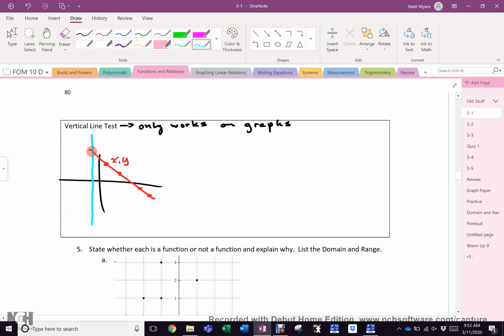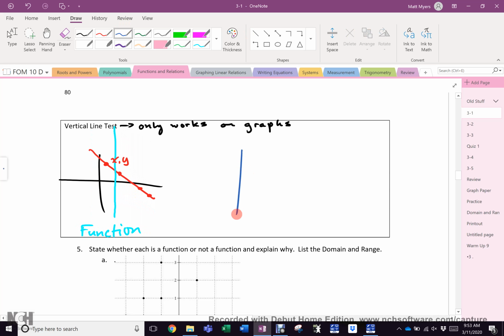1. Everybody cool? As I slide that line along, how many times does my light blue line hit the red line? As many times as there are points. That was a bad way to read that question, obviously. How many intersections are there between the blue line and the red line? 1, right? The blue line only hits the red line at any given point once. Everybody cool? So this is a function.